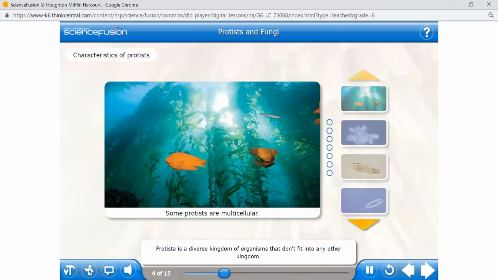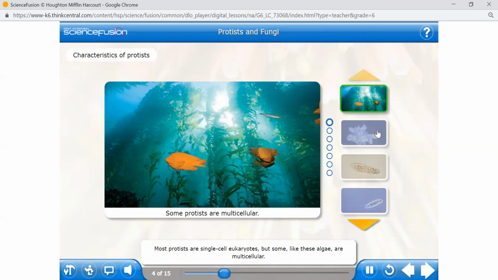Protista is a diverse kingdom of organisms that don't fit into any other kingdom. They may be single-cell or multicellular. Some are photosynthetic and some are not. The one characteristic all protists share is that they are all eukaryotic. Click the images to learn more about protists.